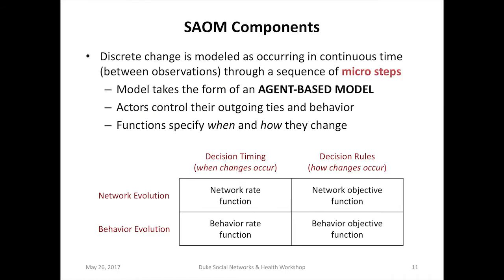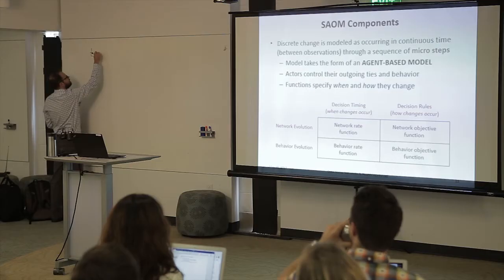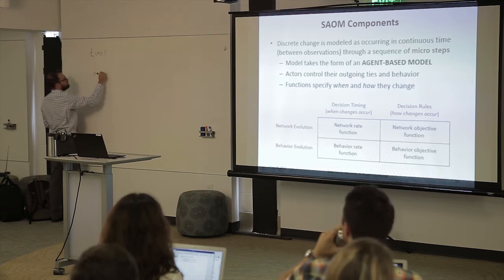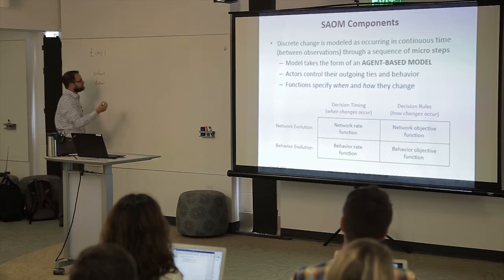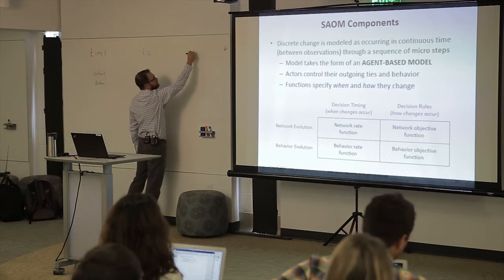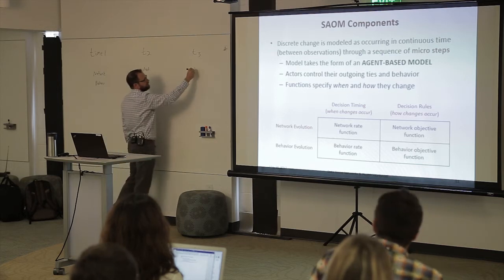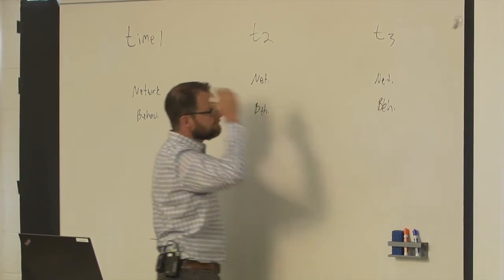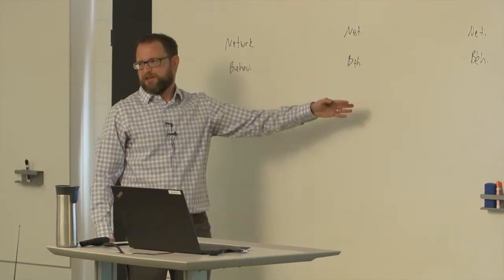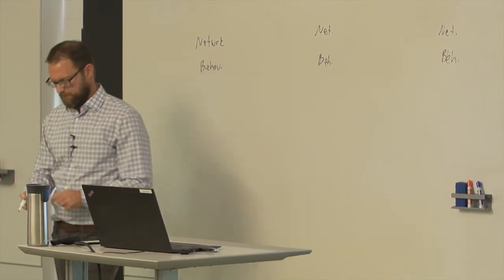Okay, so to do this, the model actually takes as input panel data. We have panel data on networks and simultaneous observations of individual behavior. So what we might have here is time one, we've got the network and we've got the behavior, and then we may have time two, time three, and similar observations of the network and behavior. We really only need two observations, but we can bring in three or more if we have them.